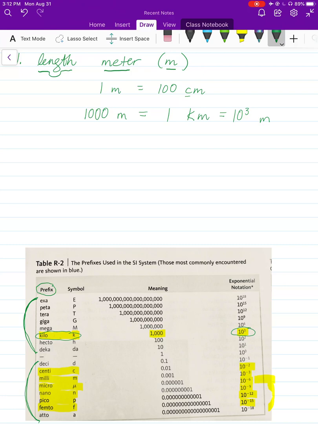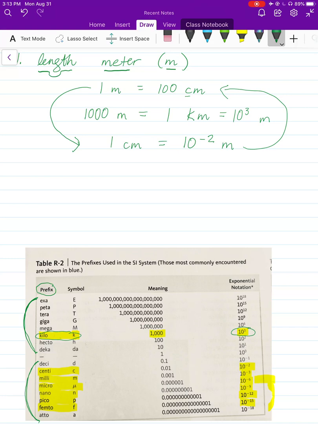So another way of writing this would be to say that 1 centimeter equals 10 to the minus 2 meters. That centi literally means 10 to the minus 2. And that's exactly the same thing as saying that there are 100 centimeters in a meter.